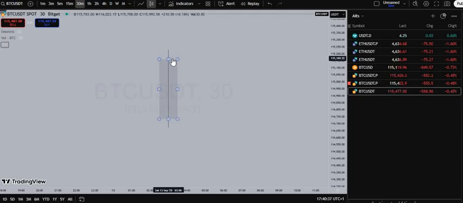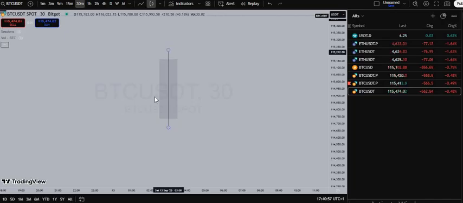shows price movement from the opening price of that time period to the closing price of that time period, while the wick, these shadows shooting out of the candlestick, shows the highest point and the lowest point that price got to within the period of that price movement.